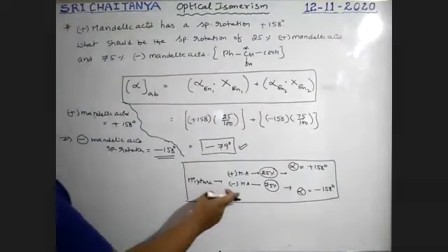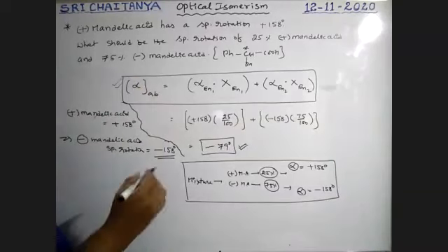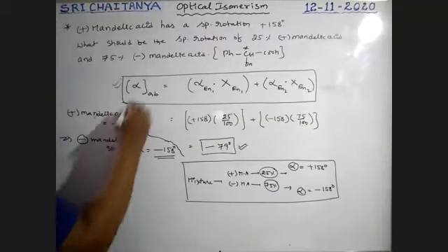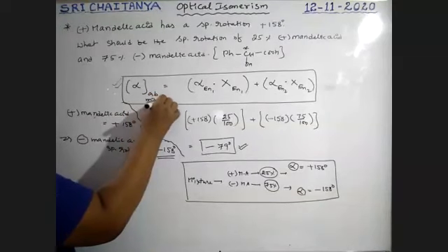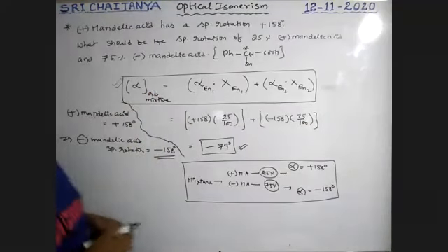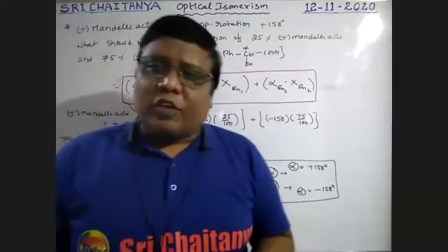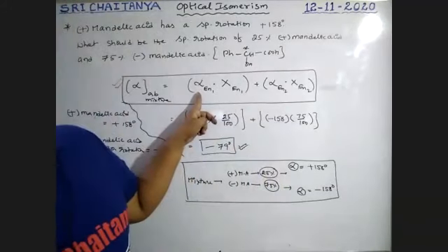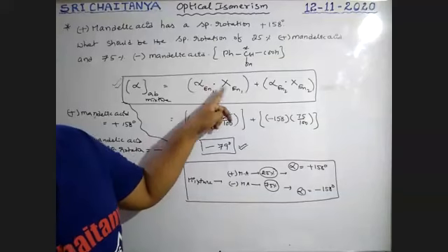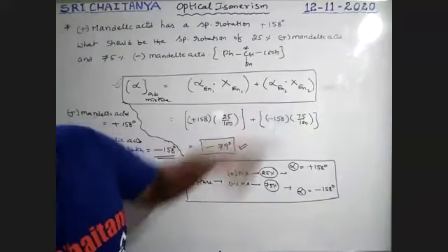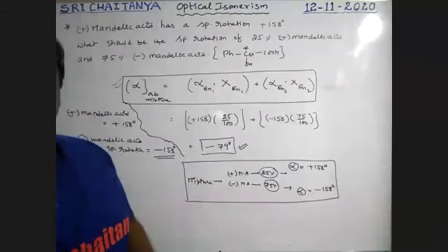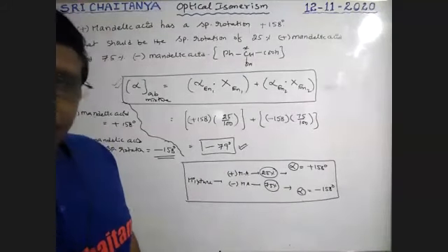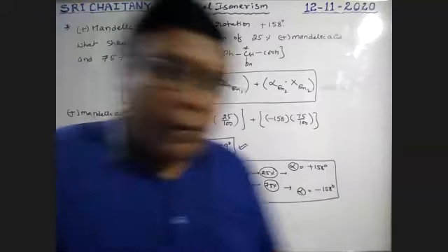By using these values and this formula, we will calculate the observed rotation of the mixture. The observed specific rotation of the mixture is equal to the specific rotation of one enantiomer into its mole fraction plus the specific rotation of the other enantiomer into its mole fraction. Finally, we will get the answer, minus 79 degrees. Okay, let us discuss one more problem.